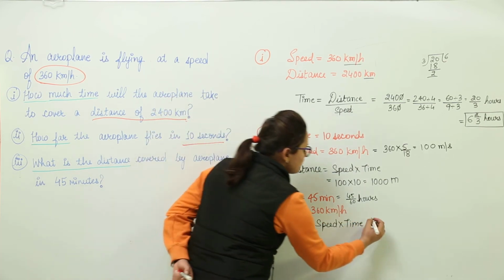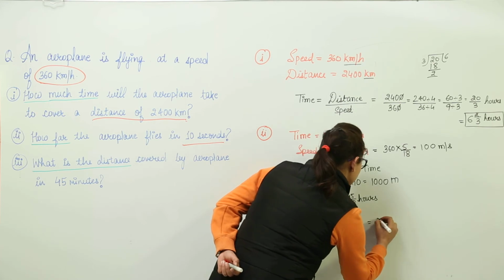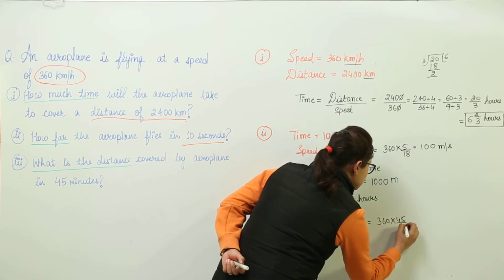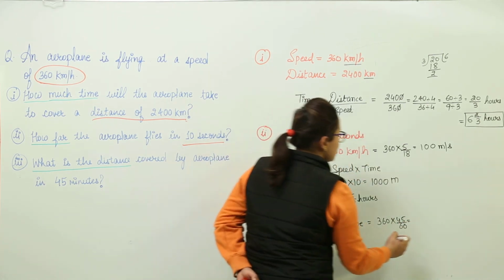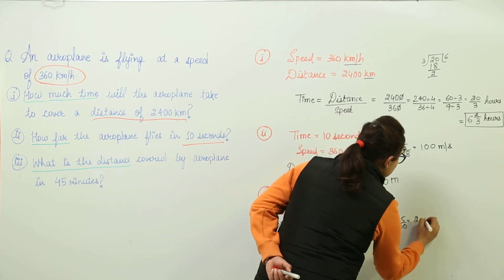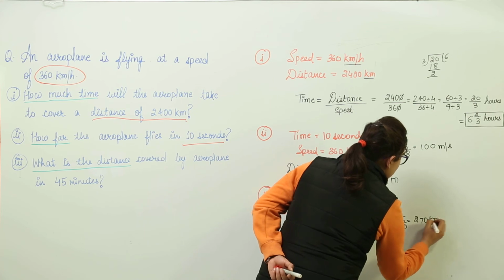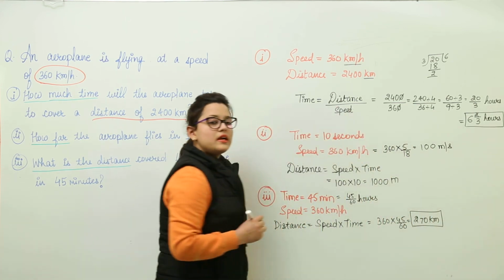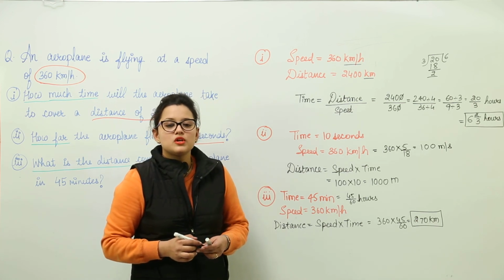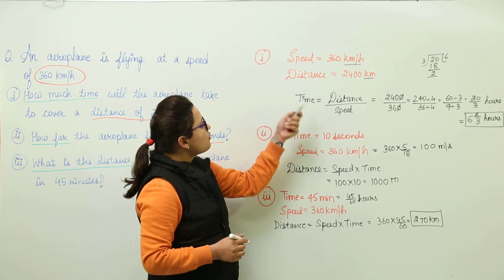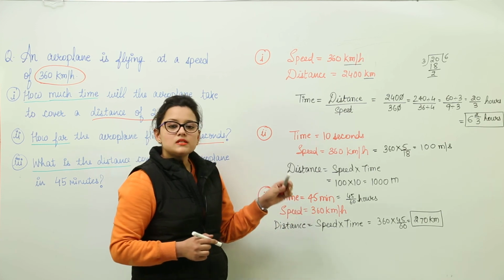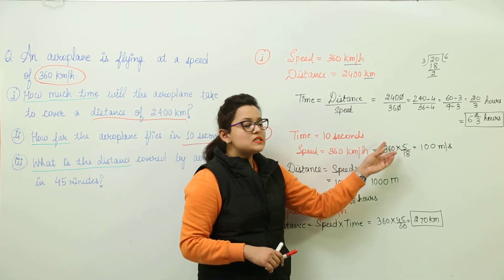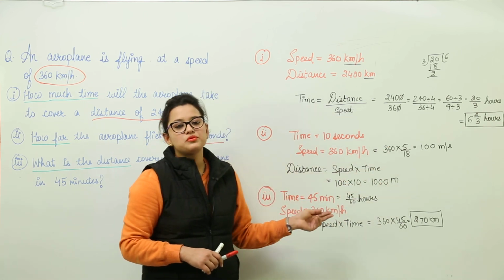We'll place it in the formula and we will derive that 360 into 45 over 60 would give us the exact value as 270 kilometers. Now 270 kilometers is the distance traveled by the aeroplane in 45 minutes. So this is how you can use the different formulas, and please, before using the formulas, you must check the units. The units have to be the same before placing them into the formulas.